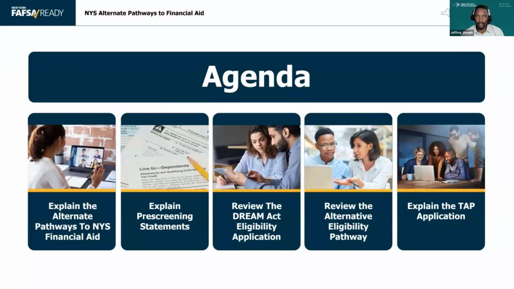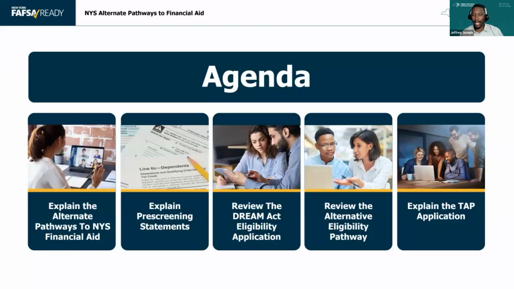First, the pre-screening statements. This is something new to help students determine which application is best for them. We're going to review the eligibility applications for the DREAM Act and the alternate eligibility pathway. One thing I'm going to keep saying throughout this presentation is that the DREAM Act and alternate eligibility pathways are not financial aid applications. They are doorways, along with the FAFSA, to prove that they meet the requirements for TAP. So there are 3 doorways to get TAP. The FAFSA is one that we covered already, but the DREAM Act and the ALT path are the other 2 that we'll cover today.